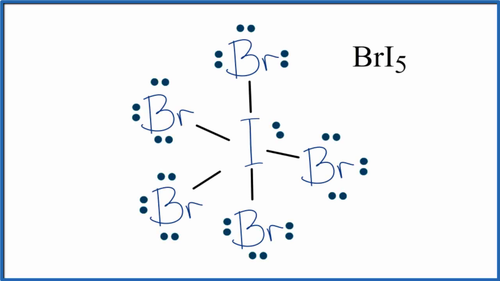In this video, we'll write the Lewis structure for BrI5. This is bromine pentaiodide. Rather than me just writing the whole thing out in this video, I've already done it. Let's just talk about that. There's a lot of electrons here to write out.